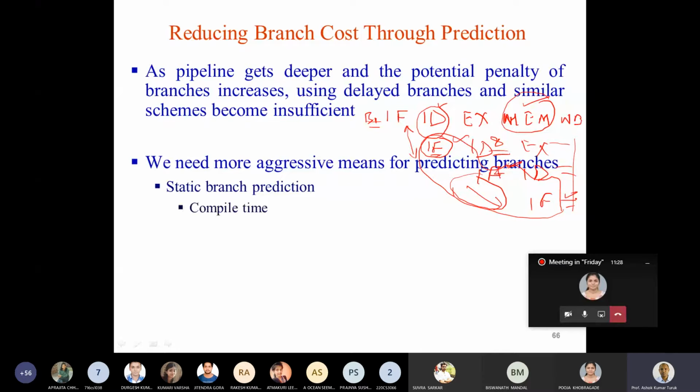In the case of static branch prediction, the prediction is done at compile time. You have not executed the program. The compiler is going to generate code, and during the code generation, it is able to predict that there is a branch instruction, and that this branch will be taken or is not going to be taken. So the prediction has to be done at compile time. The other one is dynamic branch prediction, where you're predicting at runtime. So this is a runtime prediction.